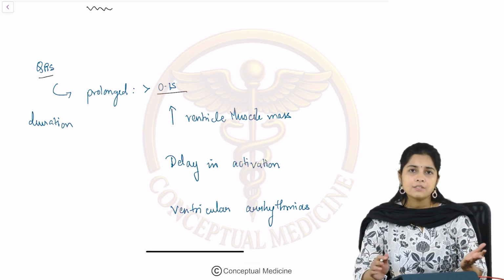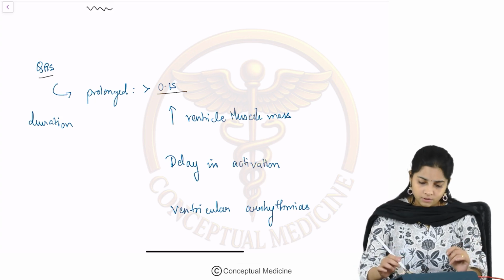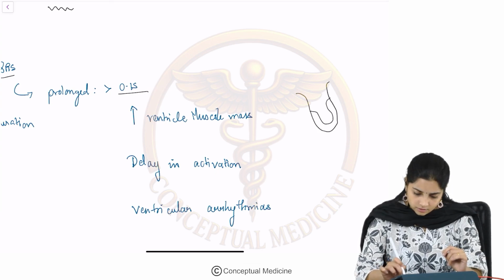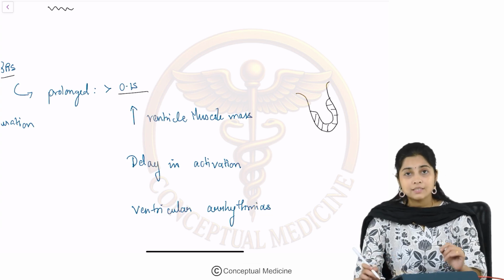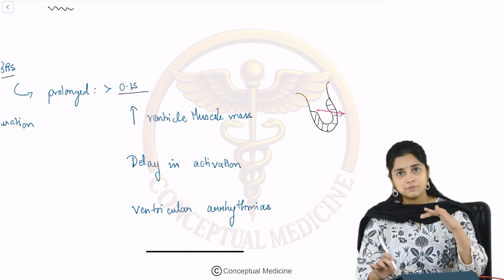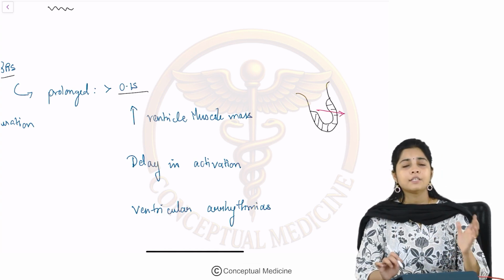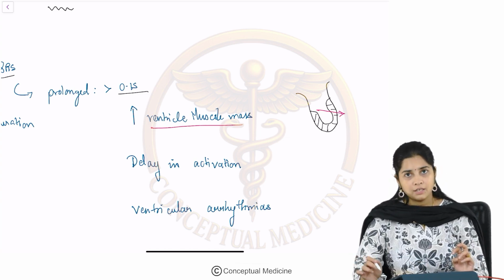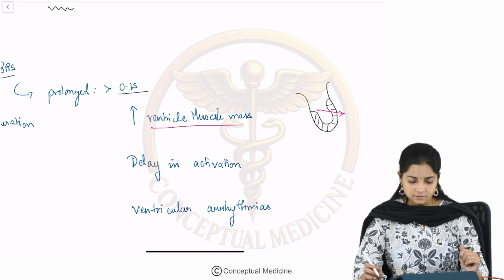Which are the conditions where this ventricular depolarization will be delayed? Can you see that in conditions where there is an increased LV mass? This is your LV, right? In conditions where there is an increased LV mass, what happens to the electrical activity? It takes more time to depolarize because it has to go through muscle conduction and then depolarize. So, in conditions where there is an increased ventricular mass, you will have a wide QRS complex.